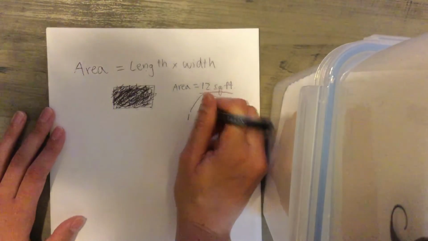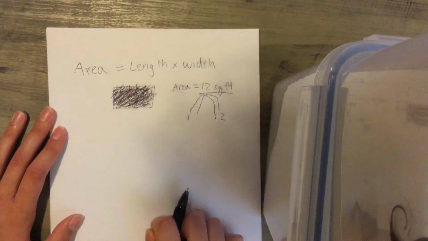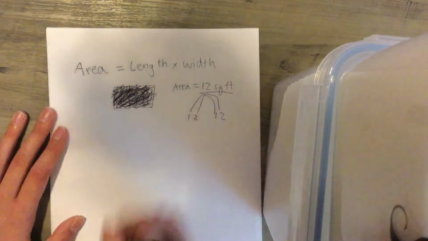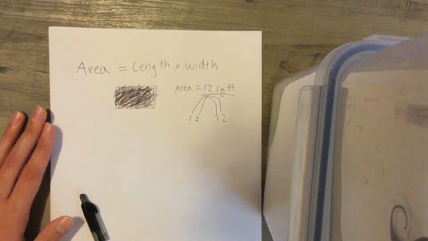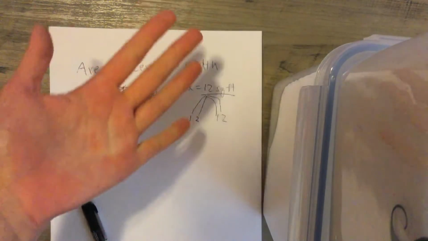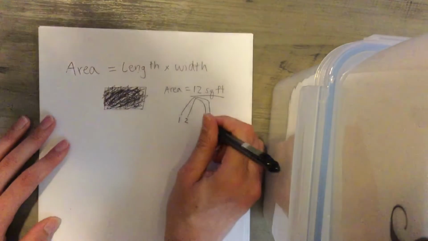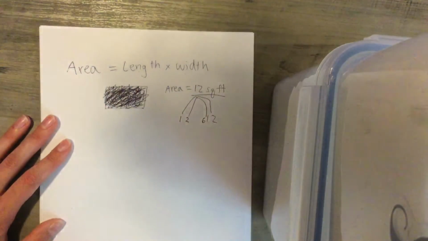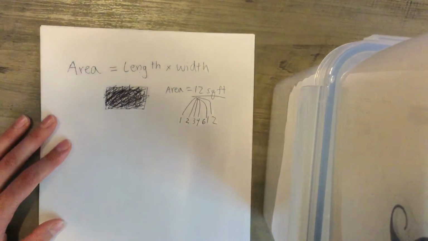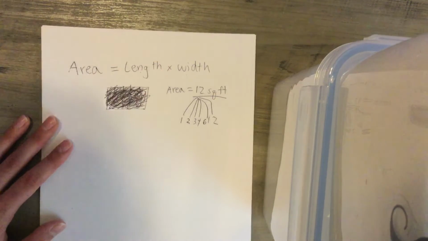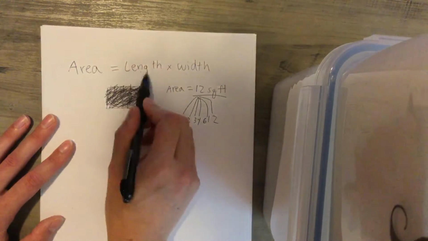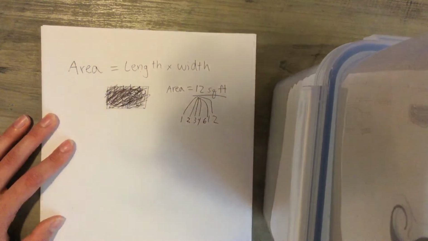Okay, how else can we break down 12? Well, I know 12 is an even number, so it has to be divisible by 2. Let's see how many times we can multiply 2 to get to 12. 2, 4, 6, 8, 10, 12. Okay, 6 times. So 2 and 6. All right, and there's actually one more. It's going to be 3 and 4. So now that we've figured out all the factors of 12, we know these are going to be all the possibilities of what the length and width could be for this exhibit.